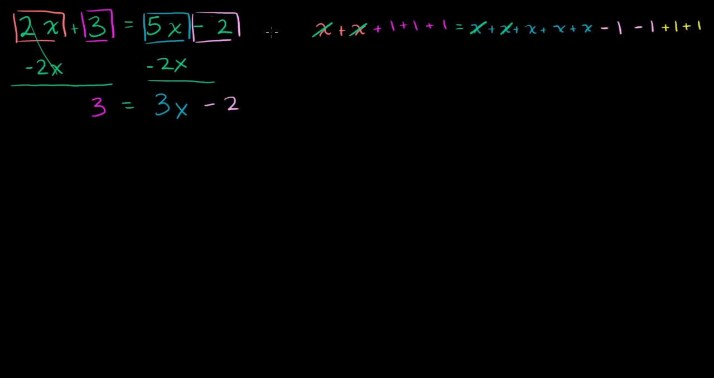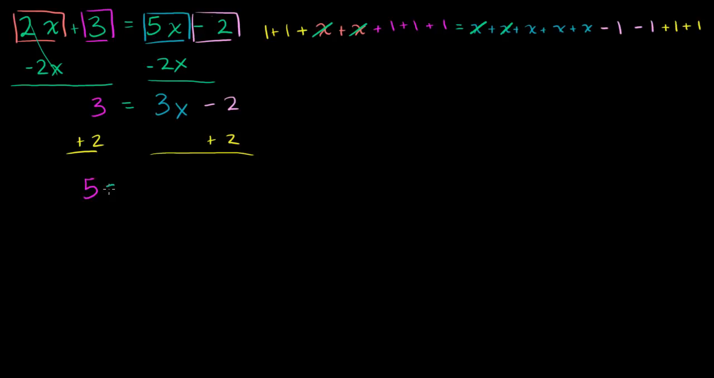And then we're going to add 2 to the left-hand side. What happens? Well, let me do it over here as well. So we're going to add 2. We're going to add 2. So what happens to the left-hand side? 3 plus 2 is going to be equal to 5.